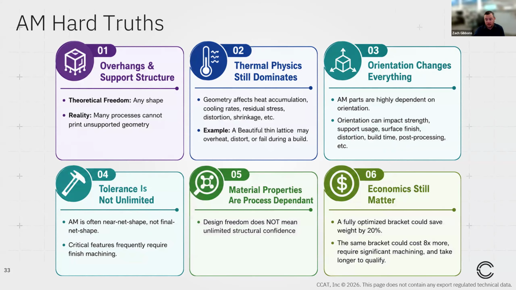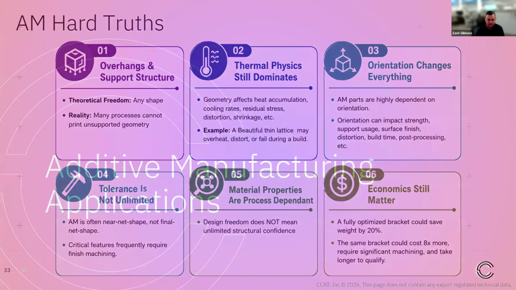And economics still matter, right? We can fully optimize a bracket for additive and save weight by 20%, but that same bracket could cost 8x more to manufacture or take significant machining, which is all going to impact that cost.